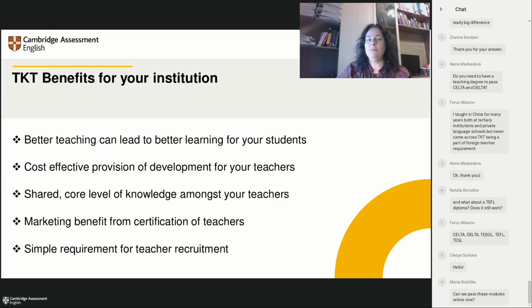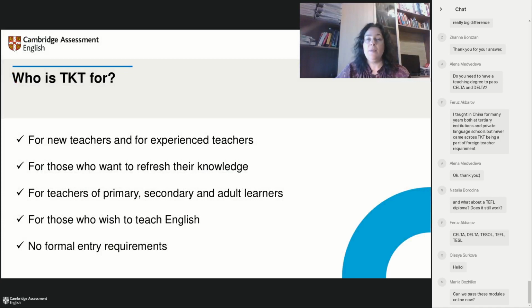Yeah, so the marketing benefits are out of question, of course, and of course it might be just a requirement from your educational establishment. So that's why some people take these tests. Now, who do you think TKT is good for? For example, is it good for you?